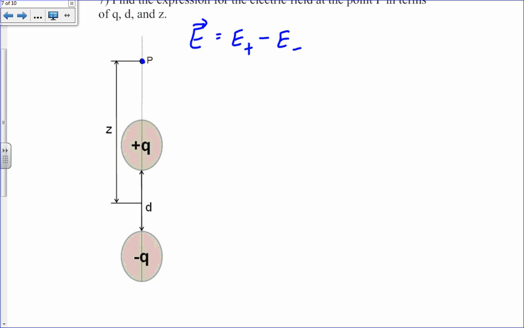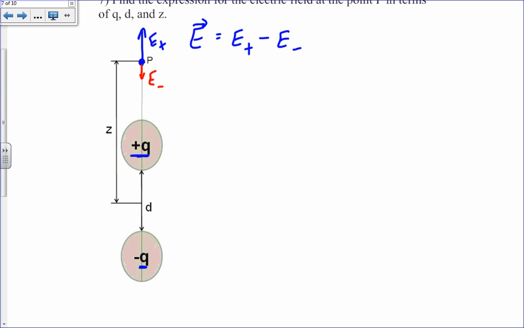See, I imagine putting a positive particle here, and I ask myself, what is the direction of the force on that particle? And then that's the direction of the electric field. So if I put a positive particle here, the force due to that charge would be in that direction. So that's going to be the direction of E plus. And the force due to this charge will be in that direction.